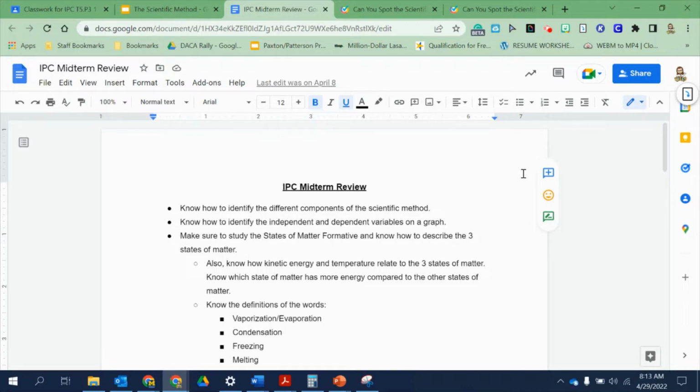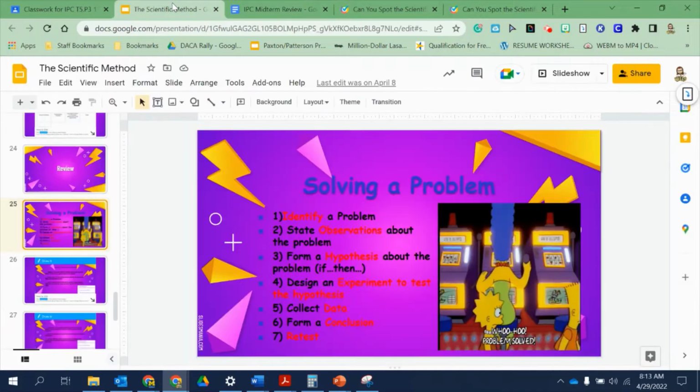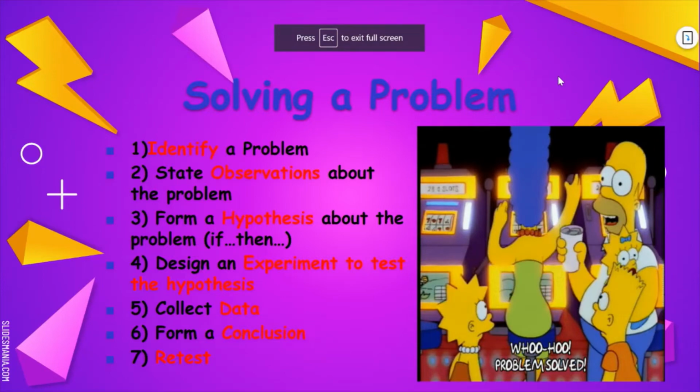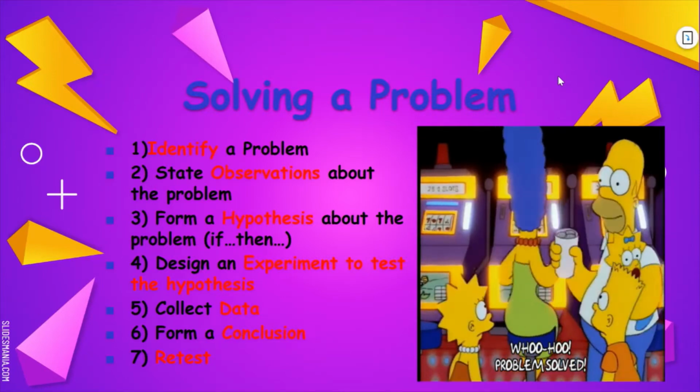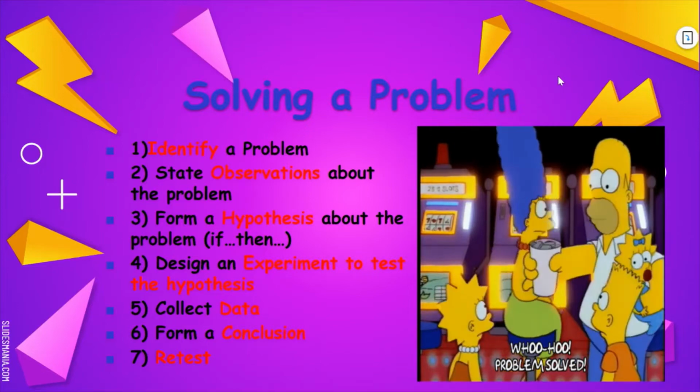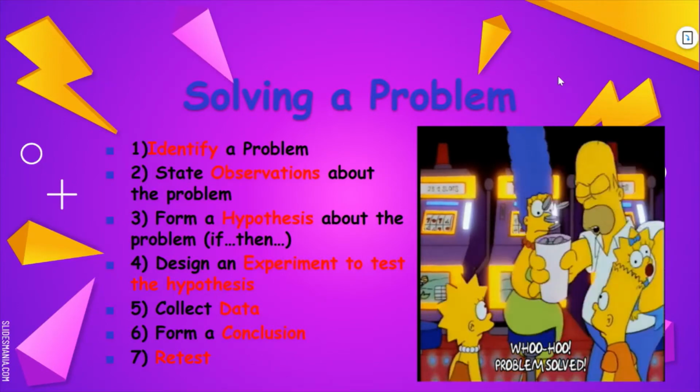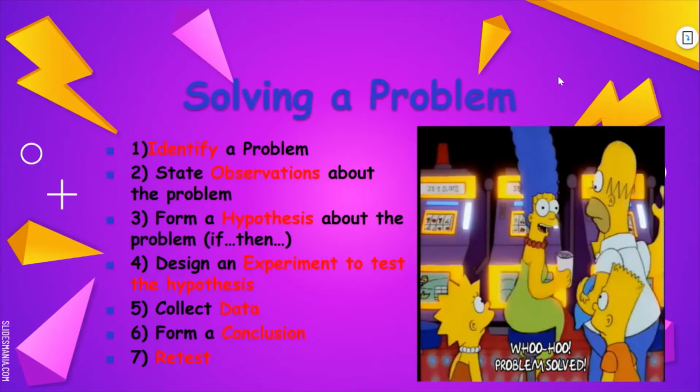So first, make sure you know how to identify the different components of the scientific method. This was the presentation that we used for that. Make sure that you know the steps of the scientific method. And again, remember the scientific method is just the ultimate problem solving tool, right? So you can use this in any aspect of your life. But basically, you identify a problem, so you notice something going on.